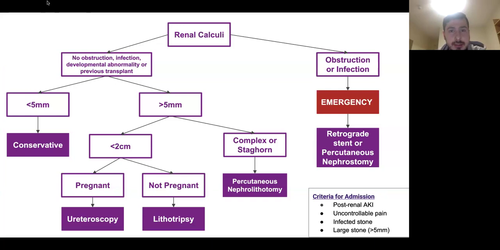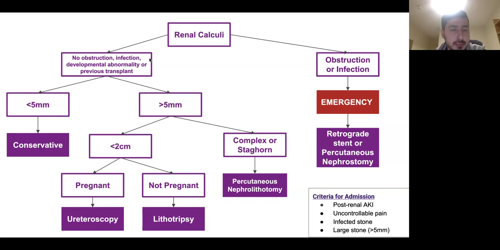So this is a diagram that's been created. When you have a renal stone, we said we will check for obstruction or infection. If this is present, it's an emergency, referral to urology. And what they'll do is they'll decompress the system by doing a percutaneous nephrostomy, where they tube to the kidney and relieve any pressure that's building up.